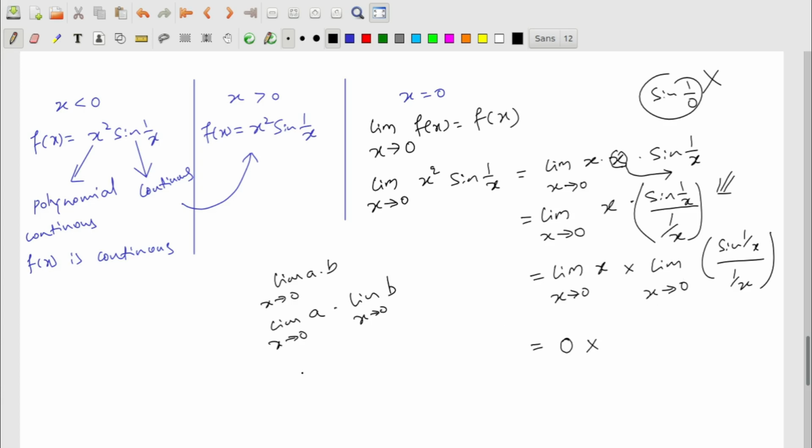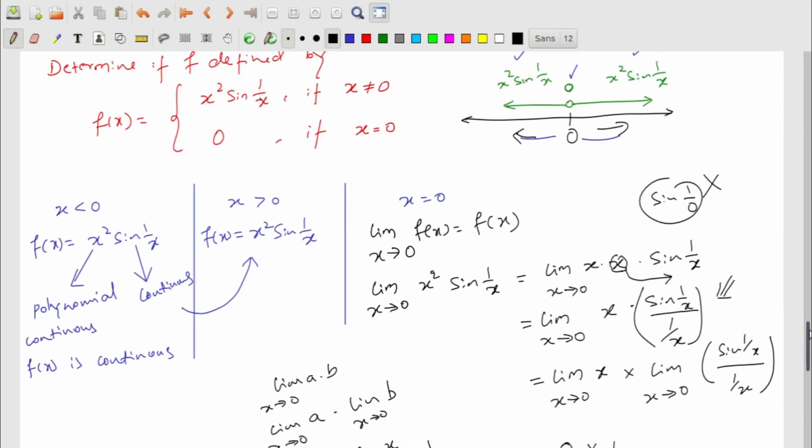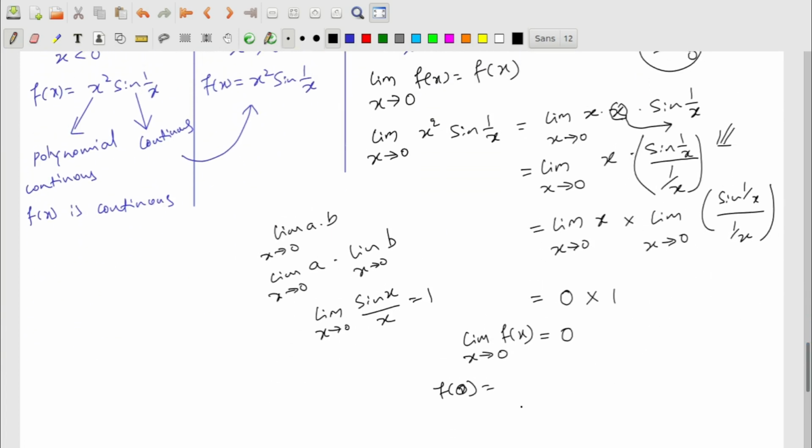Now we know limit x tends to 0 of sine of x divided by x is equal to 1, right? We know this one from first year. So now I will make this as 1, then the product is 0, right? So this is our limit x tends to 0, f of x, we got 0. And what is f of 0? It is given in the question. For x is equal to 0, the value of the function is 0, right?